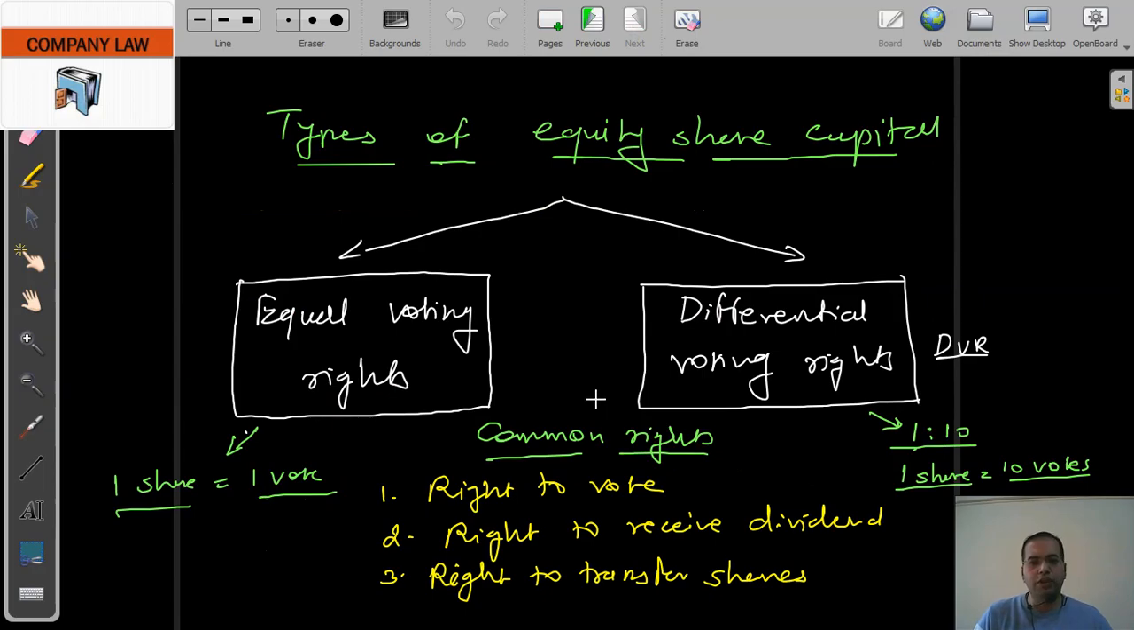Types of equity shares we have studied: equal voting rights and differential voting rights. So what are the rights? Common rights: right to vote, right to receive dividend, right to transfer of shares. I hope you understood these provisions very well. From an exam point of view, this topic is important.